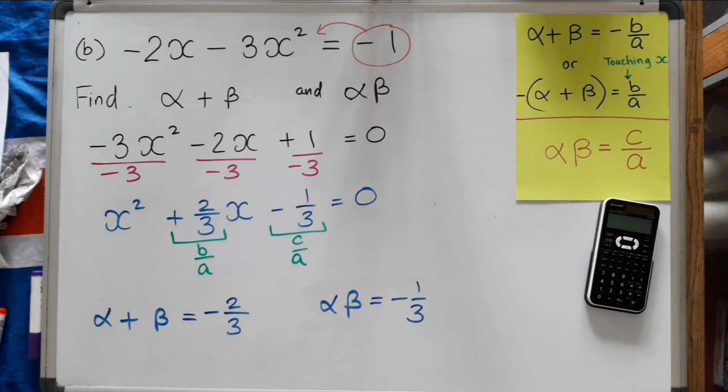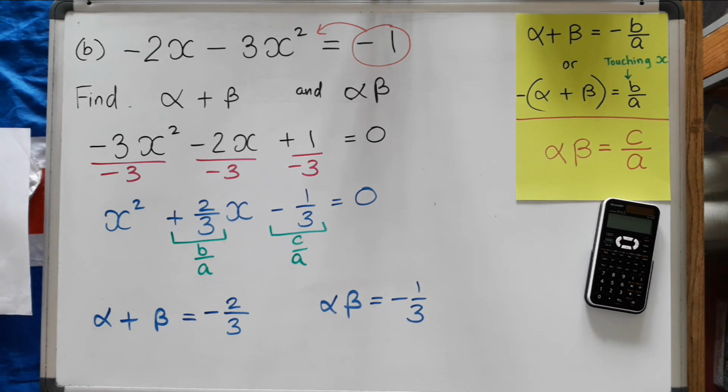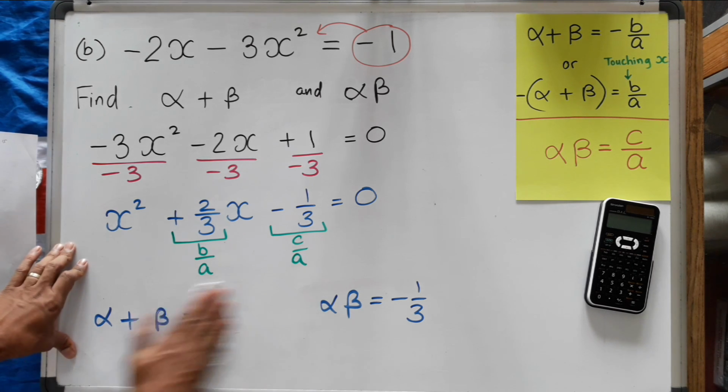All right, so that's 2 examples of how to find alpha plus beta and alpha beta. I'm just checking the time here on the video. So far, it's almost 17 minutes. All right, let's try. I think we have time to do other type of question. So let's see.